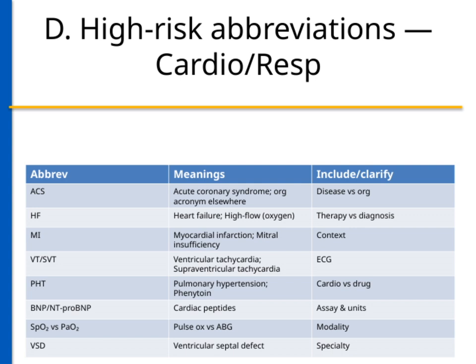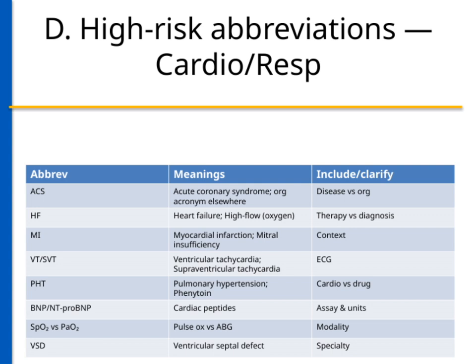SpO2 versus PaO2 highlights different oxygen measurement modalities. SpO2, or pulse oximetry, gives us a non-invasive estimate of oxygen saturation, while PaO2 is measured via arterial blood gases, providing a more precise assessment but requiring a blood sample.